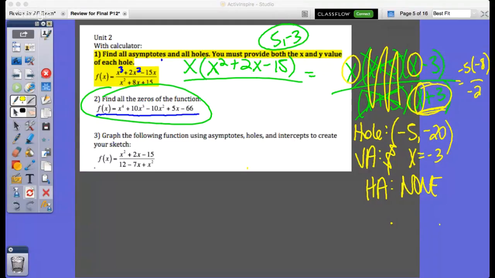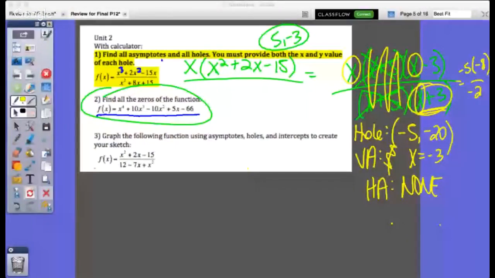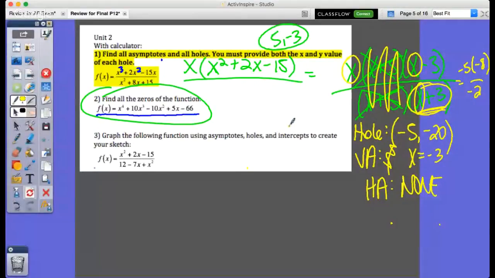What's the rule for vertical? For vertical, there's not really a rule on the formula sheet. That's more conceptual, you just have to know it. That's just making the bottom equal to 0, excluding the hole if you have one. So notice the 5 is gone. Only what makes the bottom equal to 0. Think of it as undefined, what makes the bottom undefined.